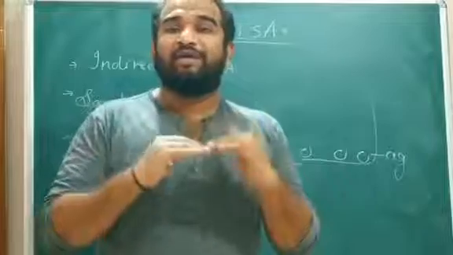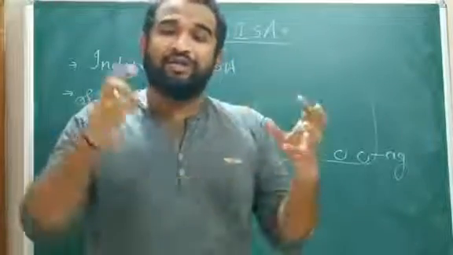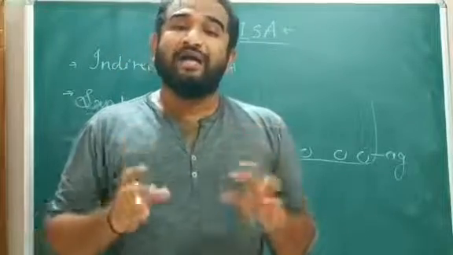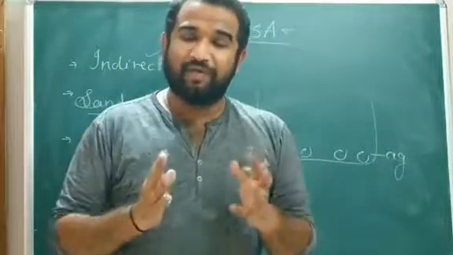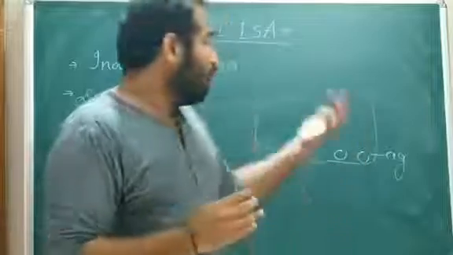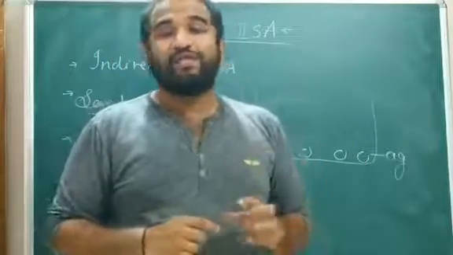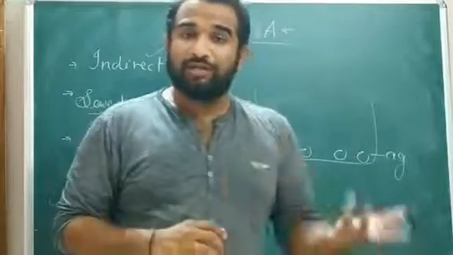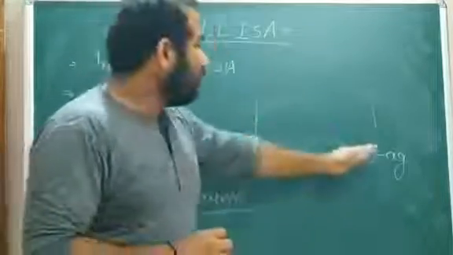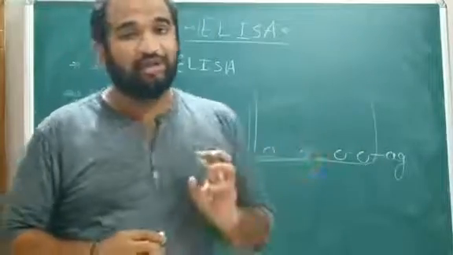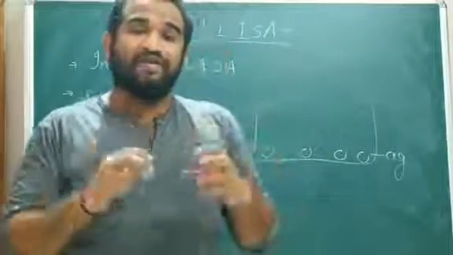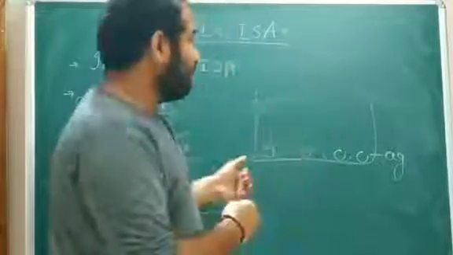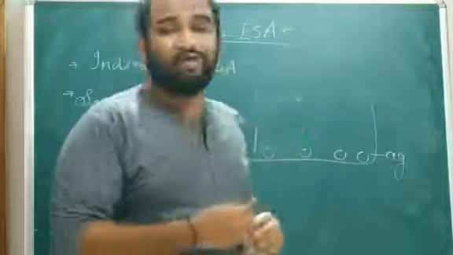Incubate means a proper temperature has to be maintained. So the antigen antibody complex forms under the incubation conditions only, and that sample which contains the antigen antibody complex is poured into the microtiter well. Okay, am I clear? The antigen antibody complex is made in the solution in the incubated form, and that sample with the antigen antibody complex is poured in the microtiter well.